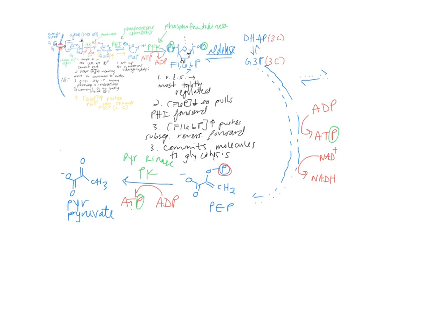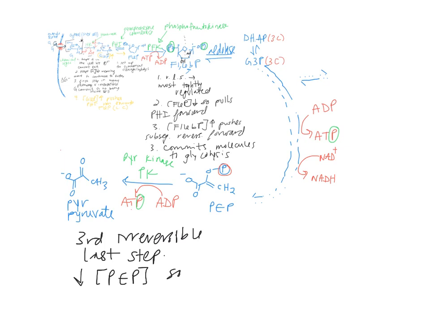Okay, so what is the chemical logic of the pyruvate kinase step? This is the third irreversible step. It's the last step in the pathway. And it effectively keeps the concentration of PEP low, so it pulls, via Le Chatelier, all preceding reactions forward.